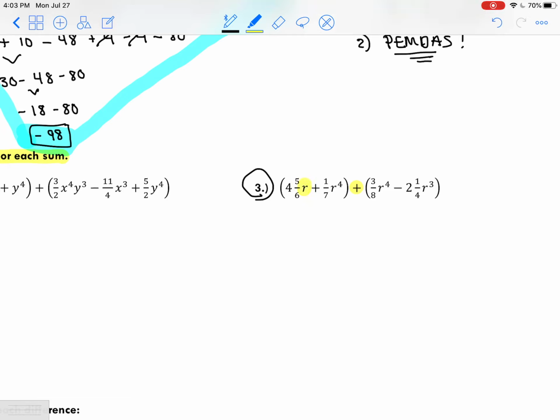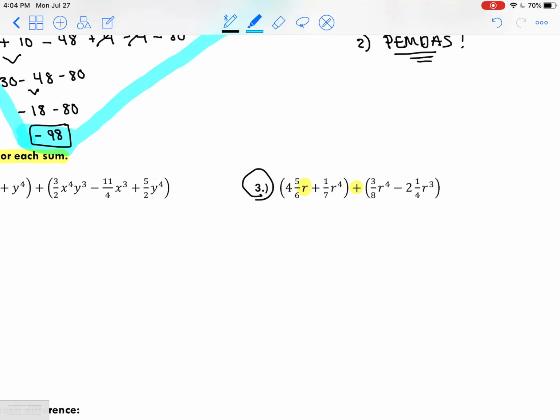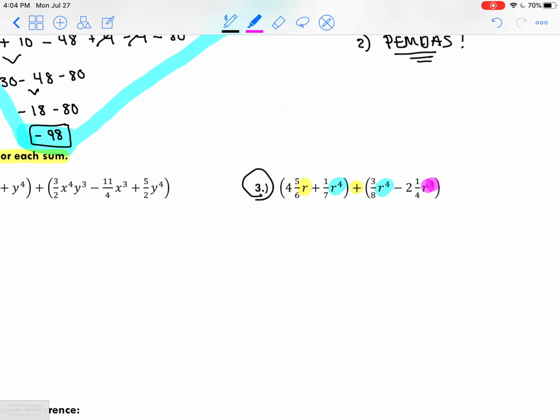So let's find our terms here. Well, I've got an r to the first power, and it looks like I don't have any other r's to the first power. So I've got r to the fourth power here, and it looks like I have another r to the fourth power. So I definitely am going to be combining those guys together.